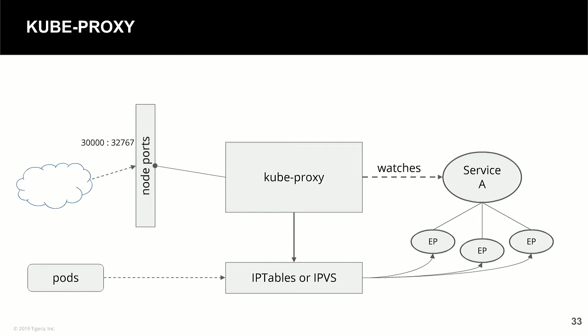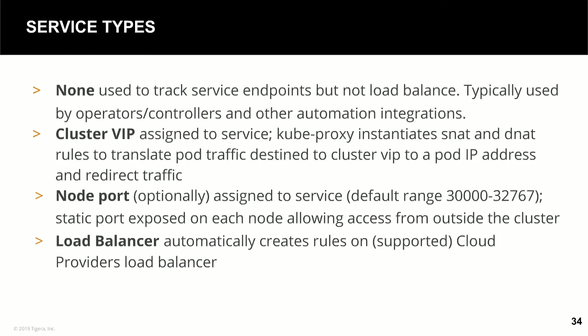Fundamentally, the function of a service is to provide a well-defined connectivity abstraction in front of pods, because ultimately pods themselves are dynamic and transient. So in Kubernetes, there are 4 different service types in common use. I'll ignore none for now because that's not very commonly used.